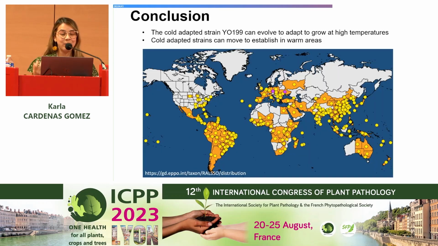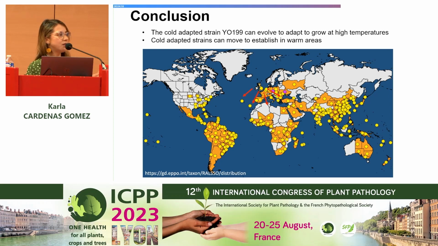And this has an important impact because that means that cold-adapted strains can adapt to survive at warmer temperatures, like with global warming, and that can maybe establish. And if there is an incursion from Y0199 to other parts of the globe, maybe there can be an outbreak of this, which is very interesting and important.